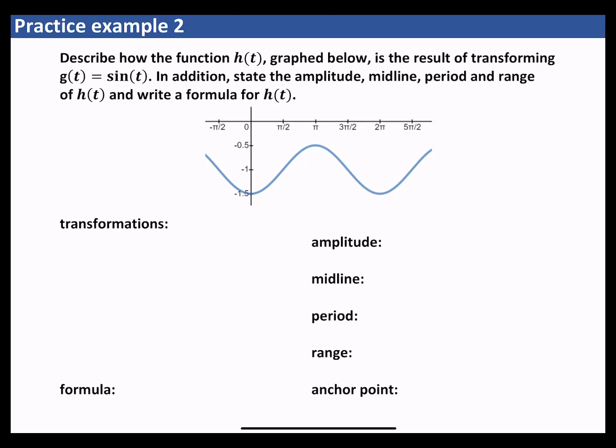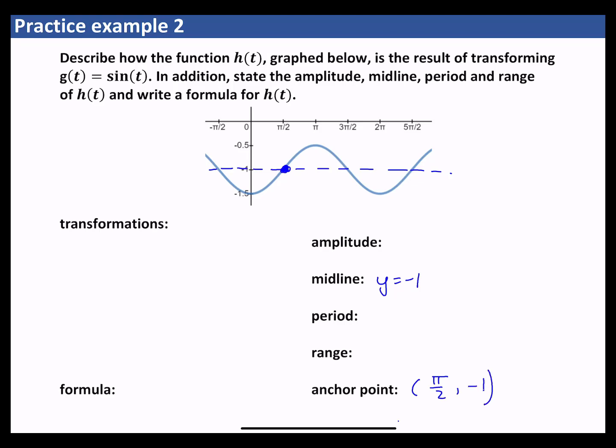Alright, so in this case, it helps to first identify the properties of the graph and then use those to describe the transformations. First, we should look at the anchor point. The sine function normally starts at 0, 0, which is the midline of the graph, and is increasing. Here we notice that the midline is y equals -1, and the first time the graph intersects the midline and is increasing is at t equals pi over 2. This tells us the anchor point is at pi over 2, -1.